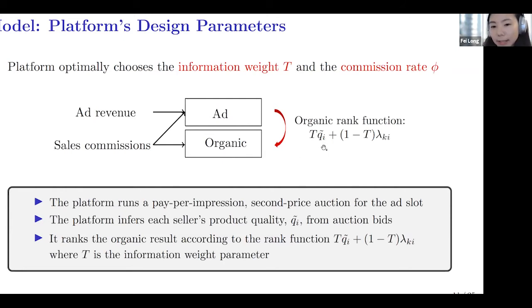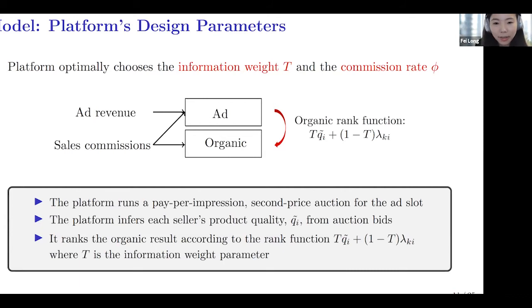So this is the idea we're going to capture. There's some information that only sellers have. That information can be revealed from the ad, and it is combined with the platform's information to decide who ranks first in the organic slot. Here we have a pay-per-impression mechanism, but it can be pay-per-click. This is the first lever the platform has. The second lever is the commission rate: for each purchase, how much the platform is going to take. The platform needs to choose both parameters, the information rate and the commission rate, jointly to maximize the total revenue from both ad and sales commissions. Any questions?